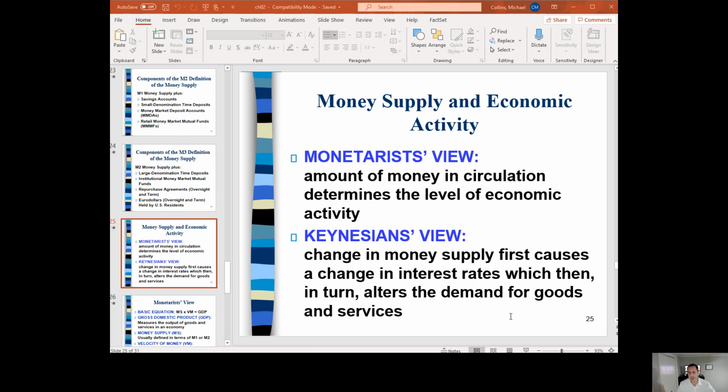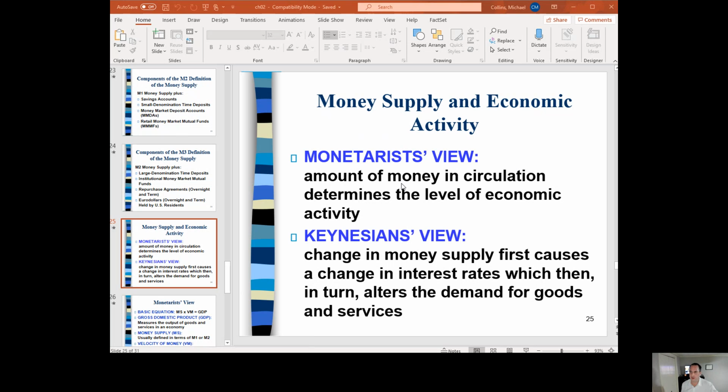Money supply and economic activity. We've talked a great deal about this already. But the monetarist view is the amount of money in circulation determines the level of activity. The truth is these are two academic viewpoints. Neither one is probably 100% accurate. But if we want to stimulate the economy, we increase the money supply. If we stimulate the economy too much, we get inflation and no economic benefit.